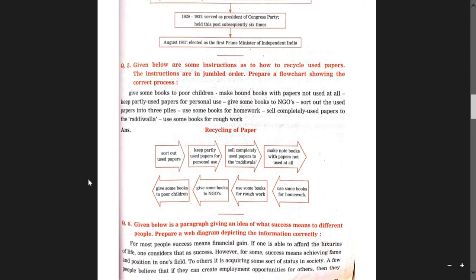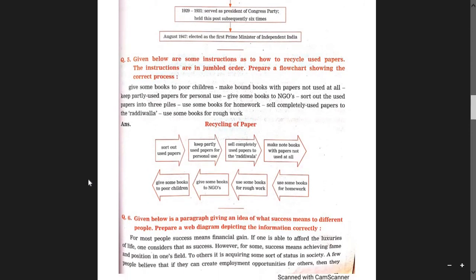Now students, what is the very first expected action? The first expected action is to sort out used papers. So used papers, keep them on one side and unused papers, keep them on the other side. Next, keep partly used papers for personal use. Next, sell completely used papers to the Raddiwala. Completely used papers, sell them to the Raddiwala. Next, make notebooks with papers not used at all.